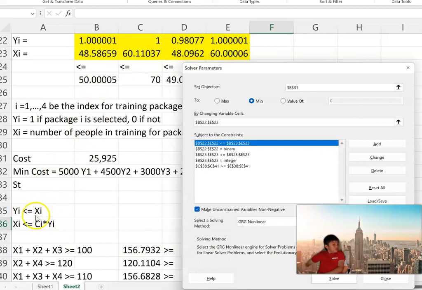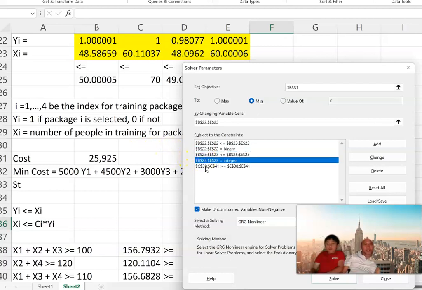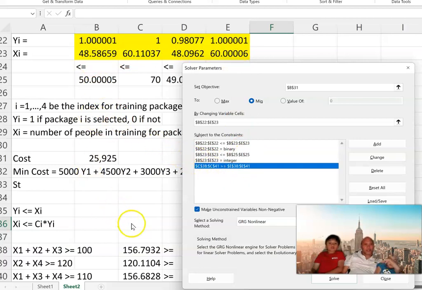So this one is xi is 0, yi is 0. And this is binary. The yi is binary, and then the x. Oh, I see this one here. It should be integer. B22 to E23 should be integer. And then this one is C38 to C41, which must be greater, and that should be fine.